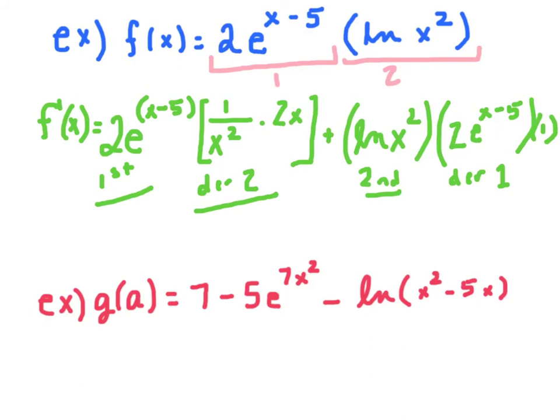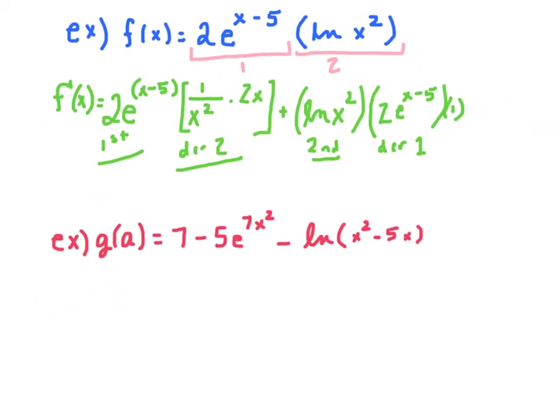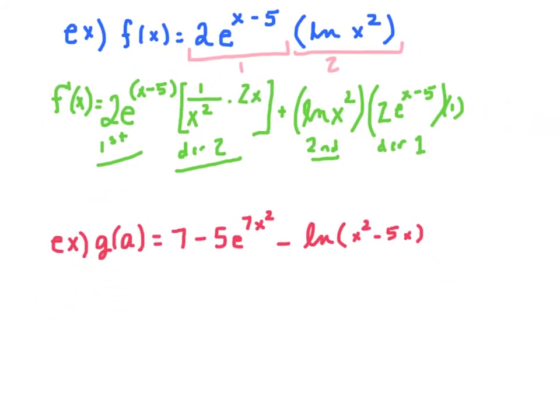Remember, you can pause this at any time and do what you need to do to kind of work through it. Let's move on to this next one, the one that's written in red here, g of a. So with g of a, looks like we've got some minus signs along the way. So how am I going to deal with that? Let's think about that a little bit.